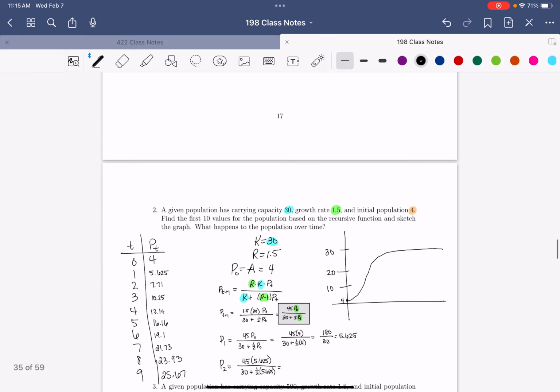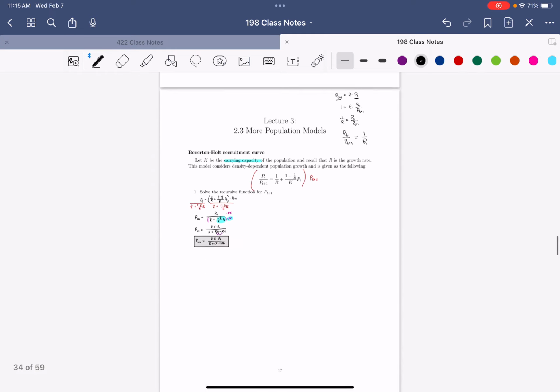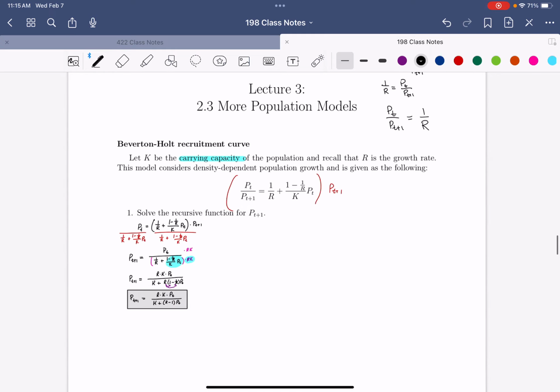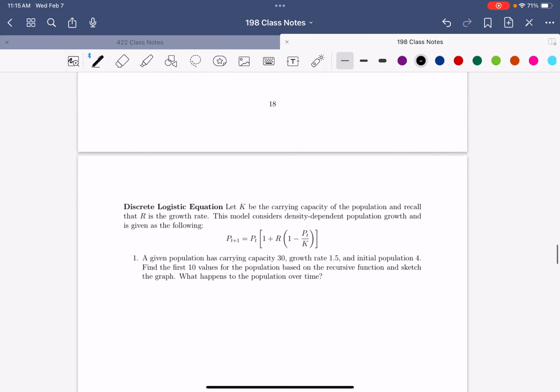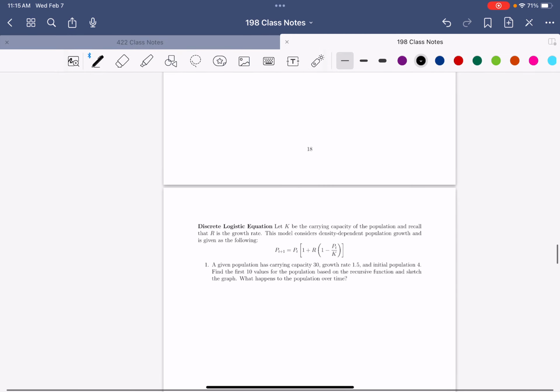So I think we're actually going to hold off and stop our video here. We've got our new model, we've got our Beverton-Holt recruitment curve, and we've got our example of how it works. From there, in class, we'll take a look at using Excel to show you what the graphs look like. And then we're going to say, okay, do we need to talk about a new model? So we're going to end things here.